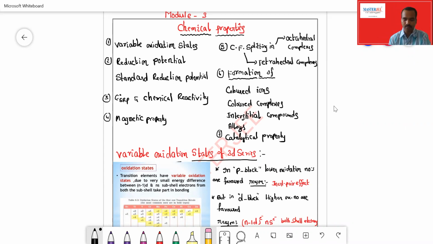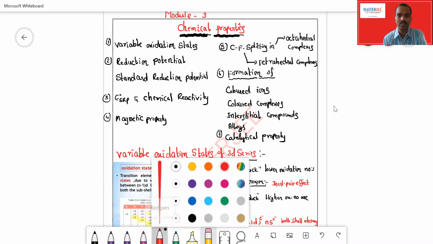In module 3, regarding d block elements, what we are going to discuss is chemical properties. In the chemical properties, see here.